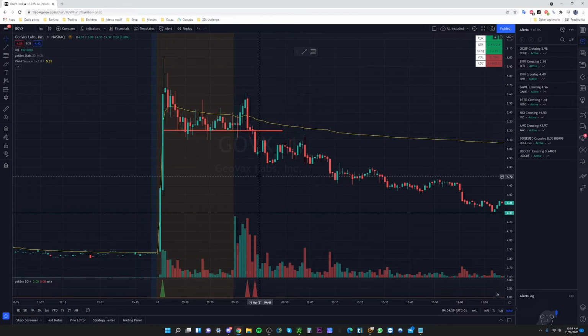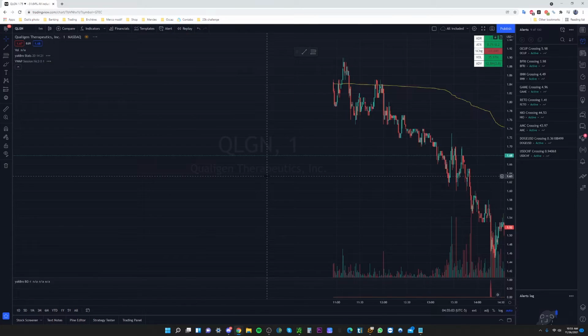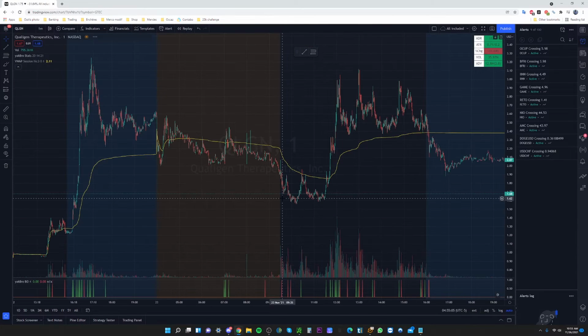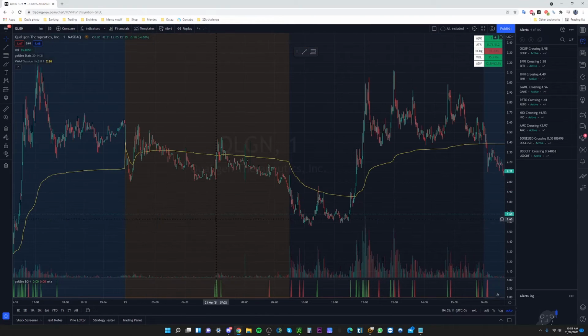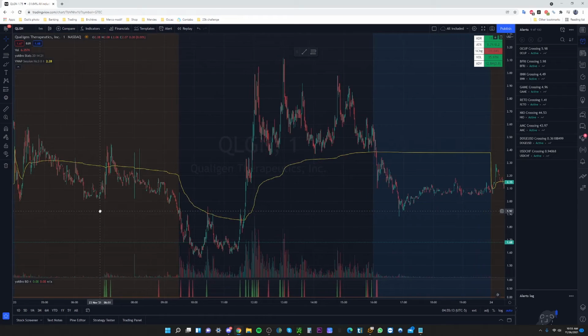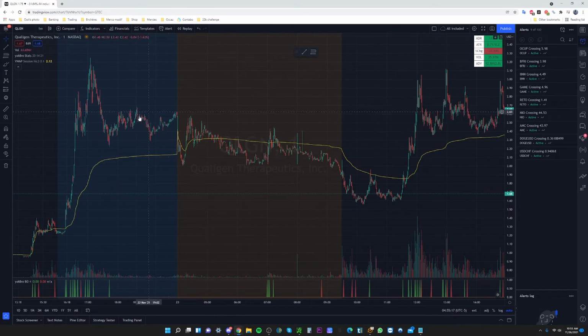Okay, so let's move to another example, which is a bit more complicated. It was QLGN the last few days. As you can see, I'm only starting from the pre-market. I don't care what happened in aftermarket, because I never trade aftermarket.